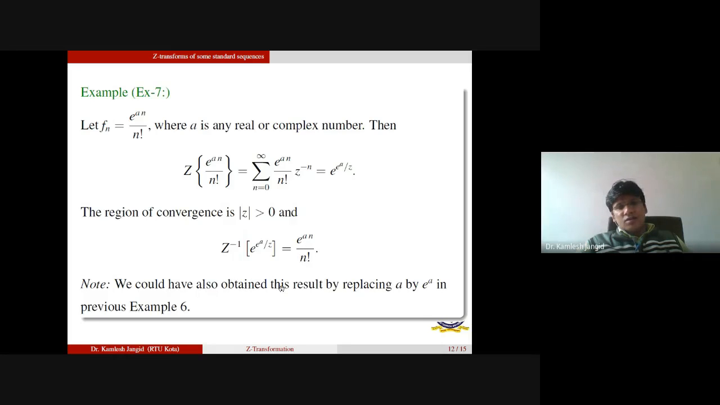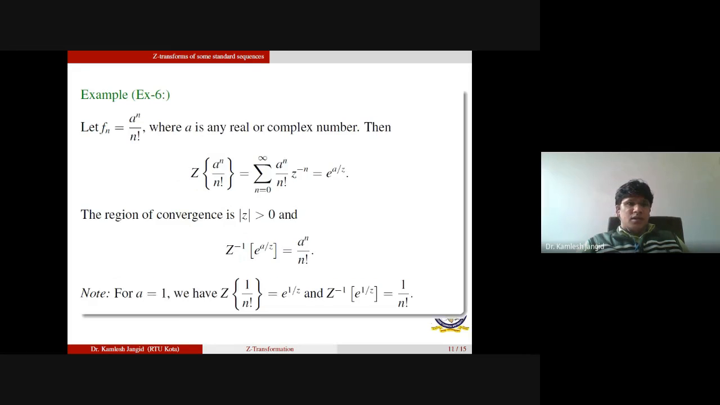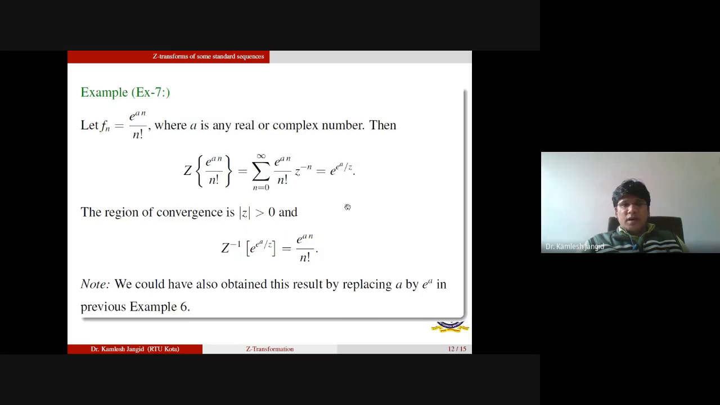This result can also be obtained by replacing a by e power a in the previous example 6. It means in this, a is replaced by e to the power a, then we get the required result of the z transformation.